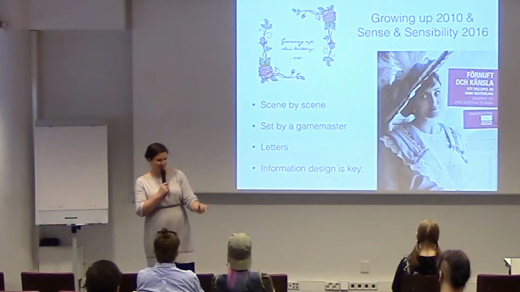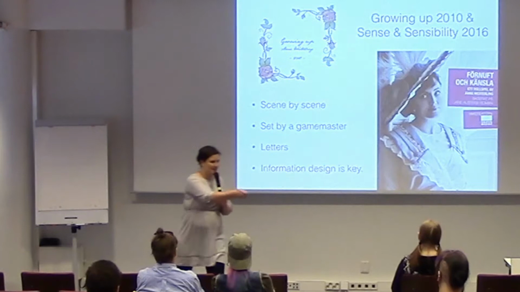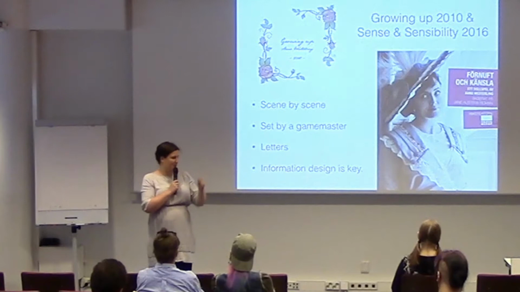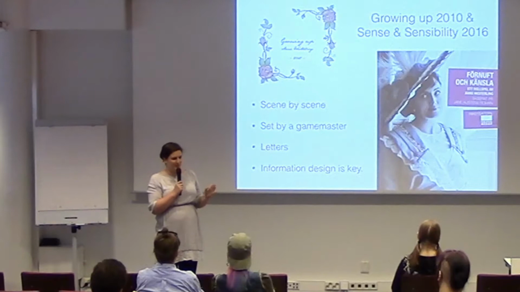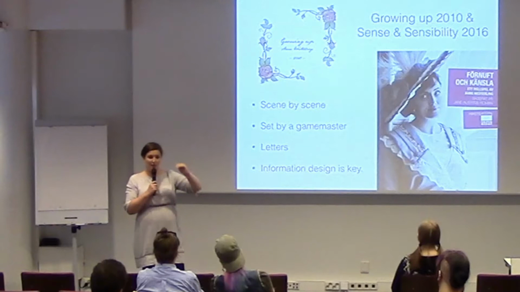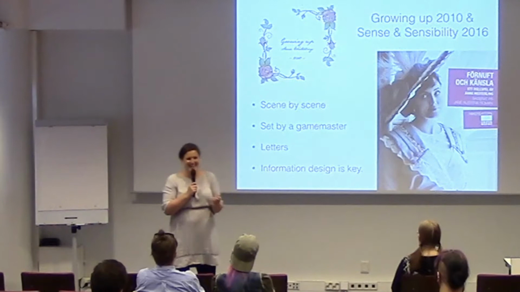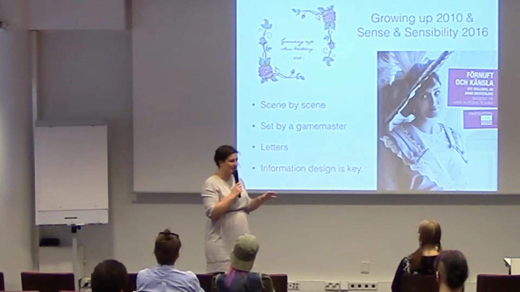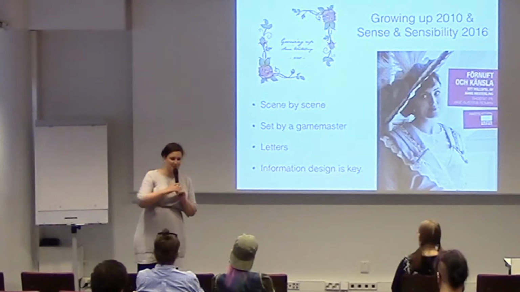I also use letters in this. So I'm like, here's a letter. And that was predefined. I had physical letters to give. And I would say information design is key, especially when you work with Austen, because she writes a bit like a detective story. We have the women who are innocent, everything is awesome. And then they meet a lot of guys who are also innocent, everything is awesome. And then it's like, oh, here's this dark backstory no one knows about. So how to get that? I think that was a bit troublesome working with them.